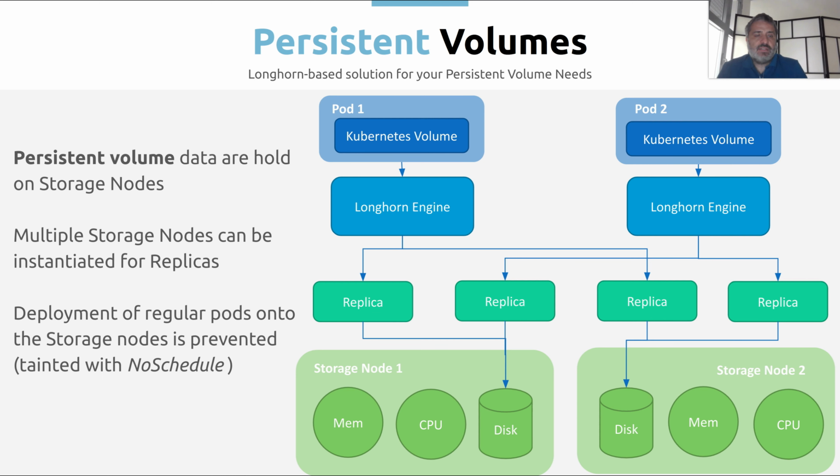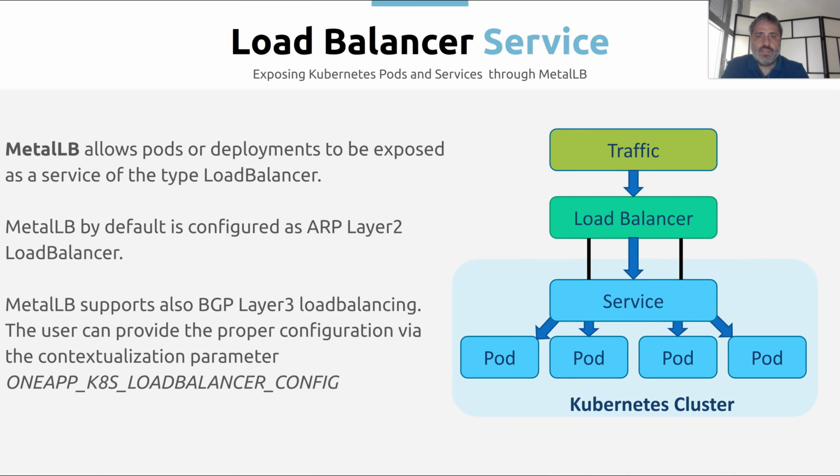So as I said, in the default setup, just one storage node is deployed. So if you lose that storage node, you cannot access the data anymore. If you want to have a highly available solution, you have to deploy multiple storage nodes, so replicas are kept on different nodes. Okay, so let's move to the last feature.